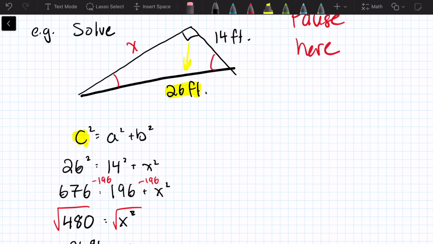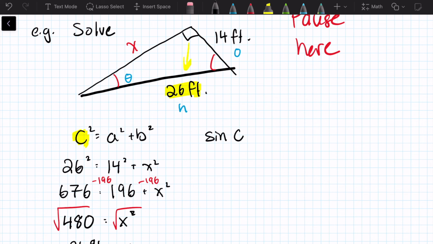Now we want the angles. So we can use trig for this, or rather we're going to have to use trig for this. And we can go in any order. So I'm going to start with this angle in the bottom left, which I'm just going to call theta. And so to get that, we're going to do trig, same as always. Looking from this angle, 26 is our hypotenuse, and 14 is our opposite. So if we put that all together, we're going to be using the sine ratio.